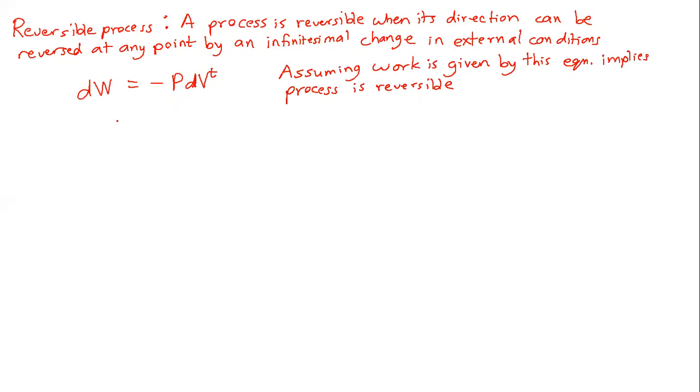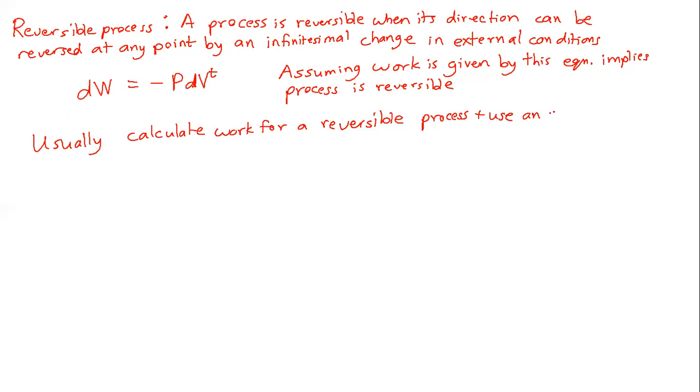So in general, we don't really have reversible processes in real life. So for a real process, which we're talking about now, this is process design, we're going to talk about designing real things. So usually you calculate work for a reversible process and use an efficiency to estimate the work of a real process.